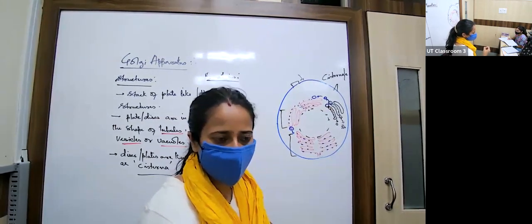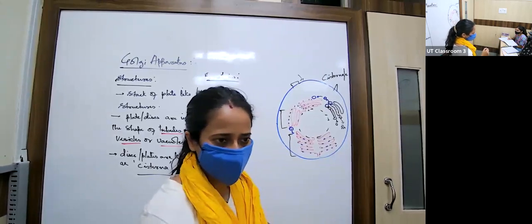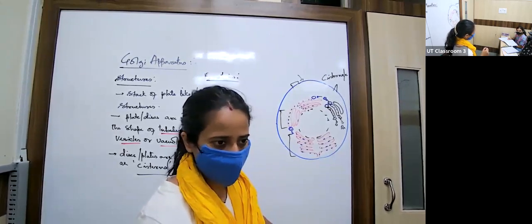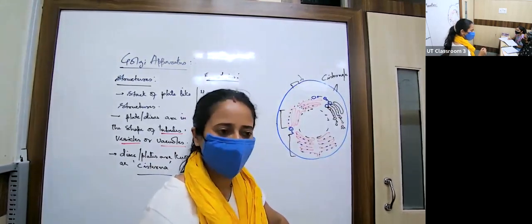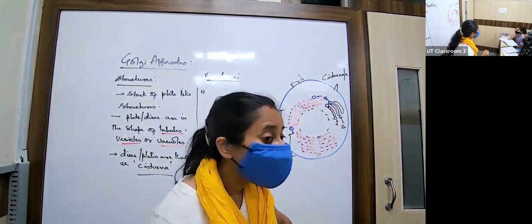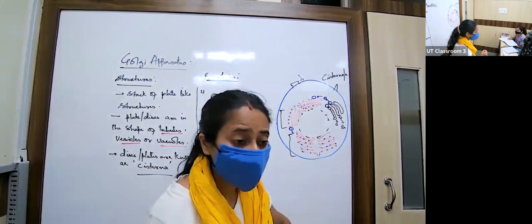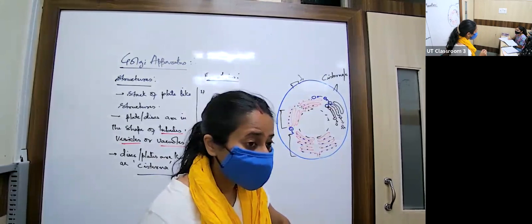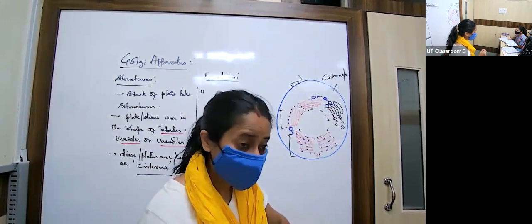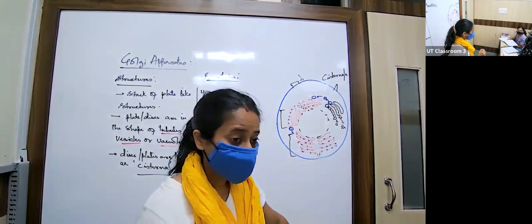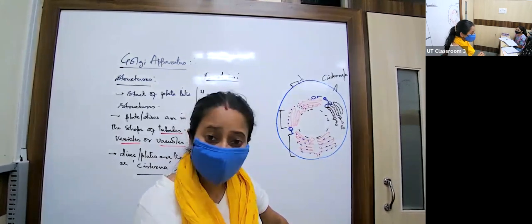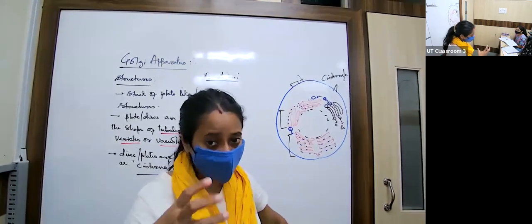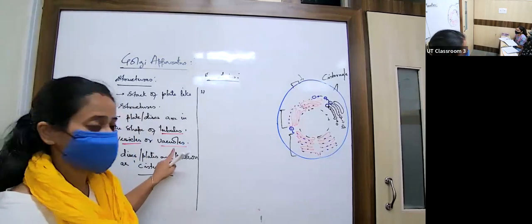And what are these small packets known as? ये जो छोटे छोटे पैकेट्स which carry the secretion of Golgi, what are they known as? What are these packets known as? I told you repeatedly. Vesicles. If they are bigger enough, they are known as vacuoles.